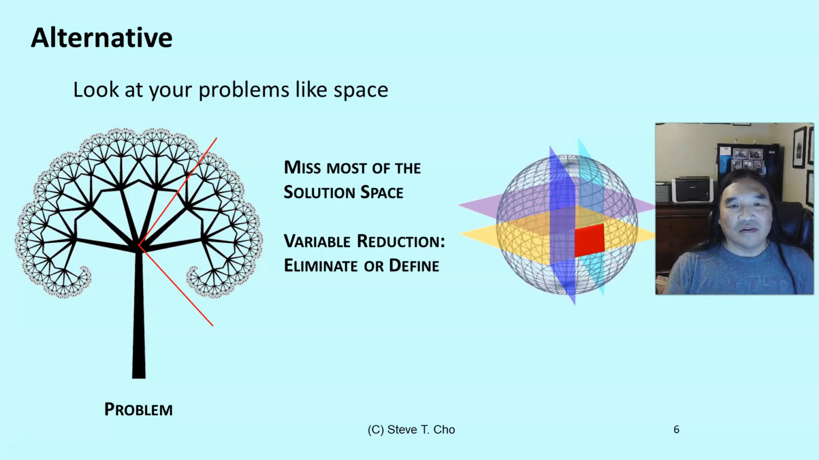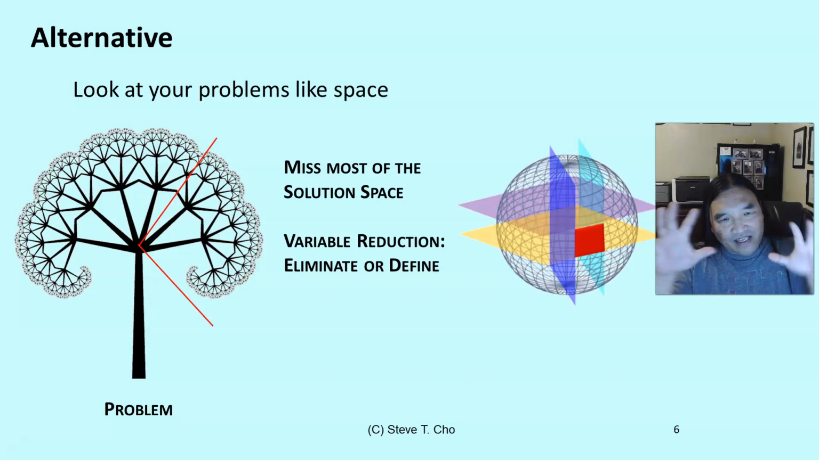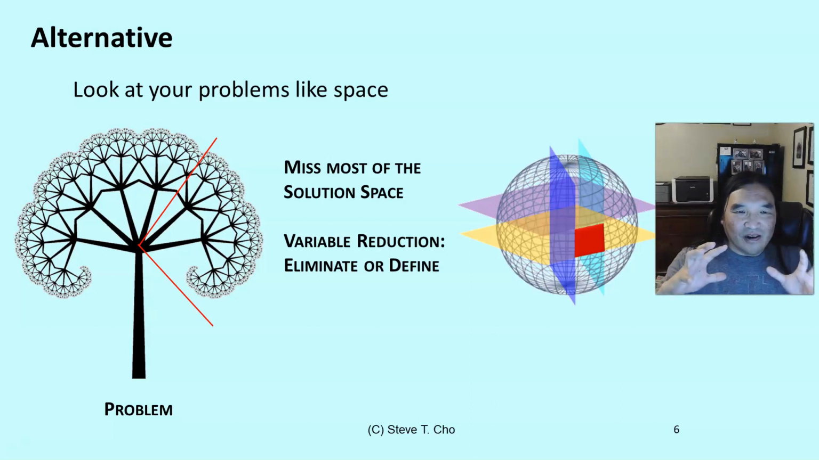What I like is to look at your problems as space. Look at all the details, see how it all trades off, and then start getting rid of variables. In order to get rid of a variable, you can do it one of 2 ways. You can eliminate it, or you can define it. If you define it, it's no longer a variable. But what's happened is you've shrunk the space, and so the problem's easier to deal with.